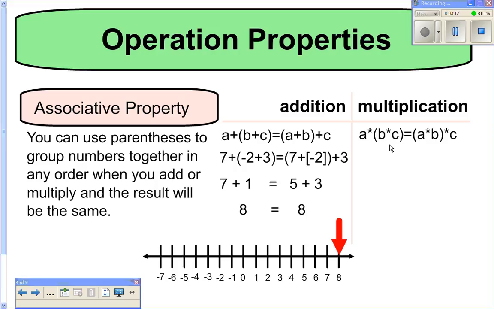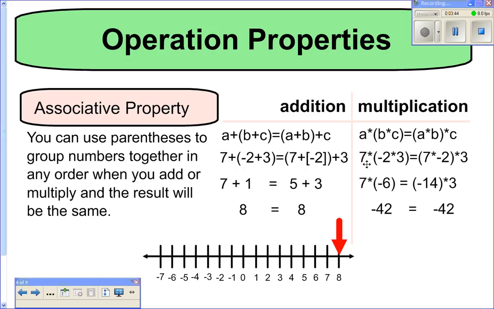When you're multiplying numbers together, in this case we'll use the variables A, B, and C to represent the 3 numbers that we're multiplying. If we're multiplying A times B times C, it doesn't matter whether we first multiply B times C. If we group B times C first, we associate those 2 numbers first and then multiply A. Or if we multiply the first 2 numbers together, A times B, and then multiply C, we should get the same results. Let's use numerals to represent this.